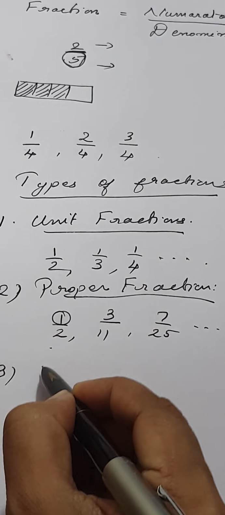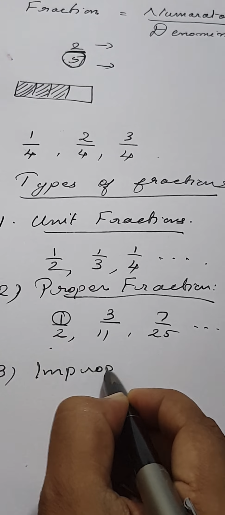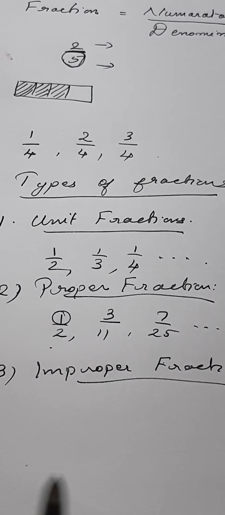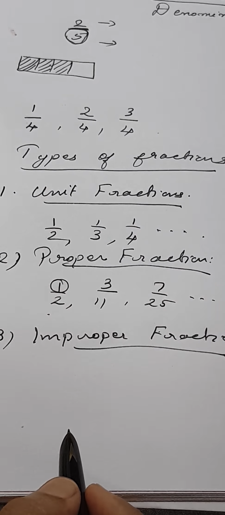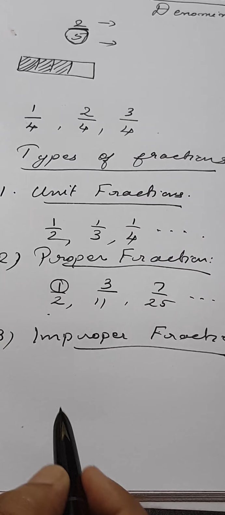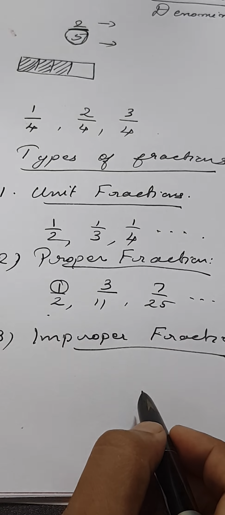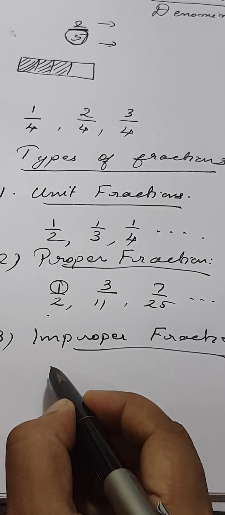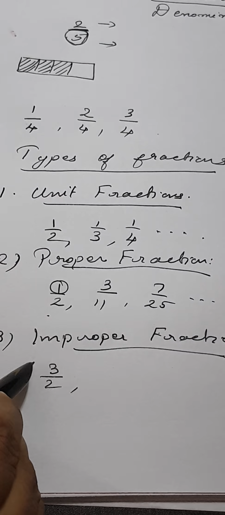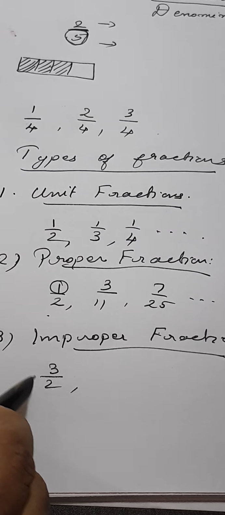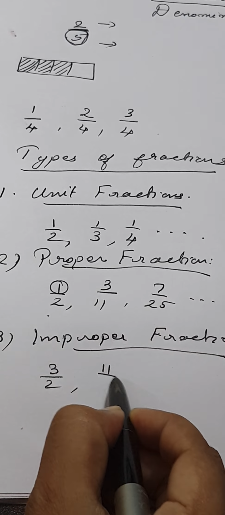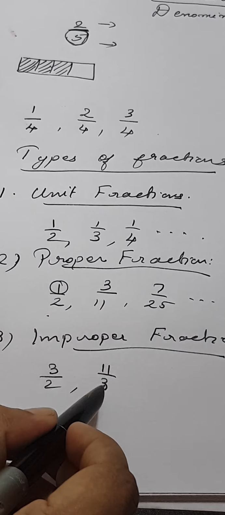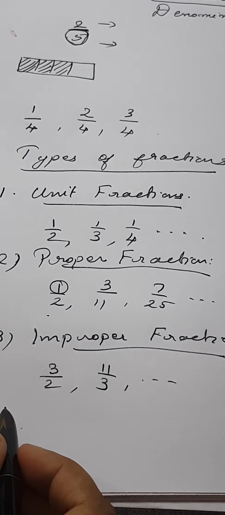Next, the third one, improper fraction. What do you mean by improper fraction? A fraction whose numerator is greater than the denominator is called an improper fraction. Example, 3 by 2. The numerator is bigger here than the denominator, so this one is an improper fraction. 11 by 3. 11 is bigger than 3. That means the numerator is bigger than the denominator. So this type of fractions are called improper fractions.